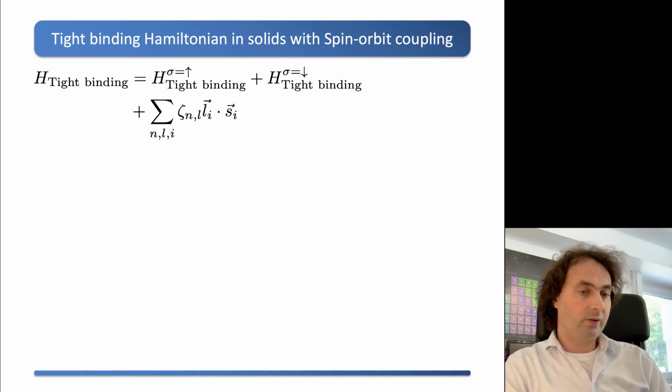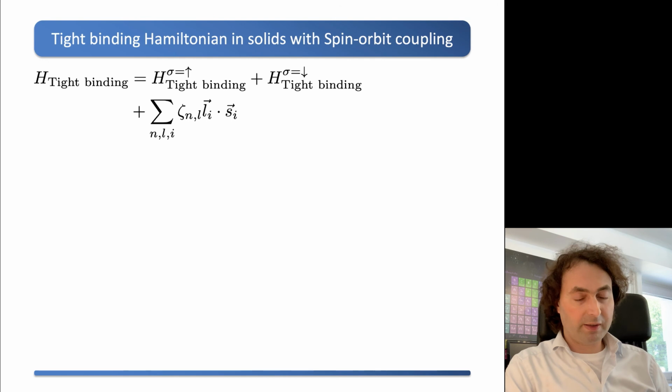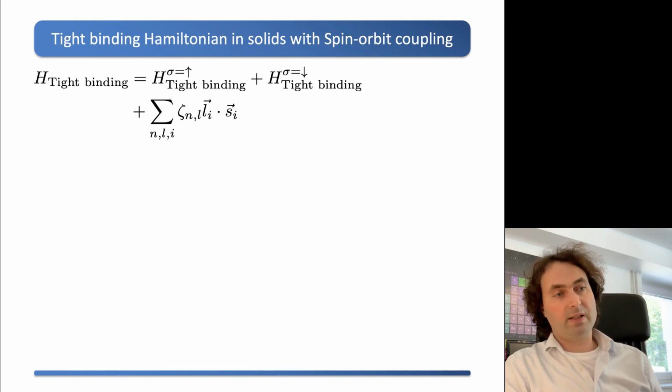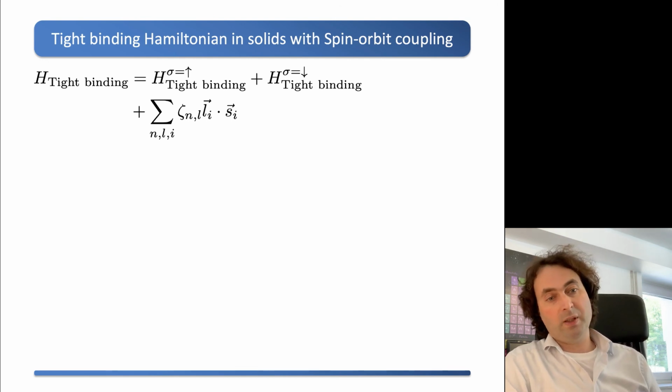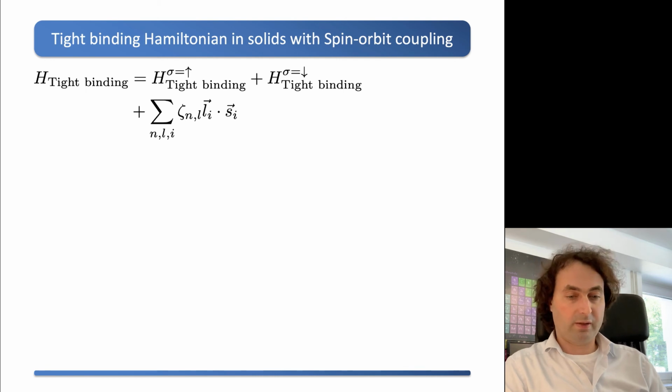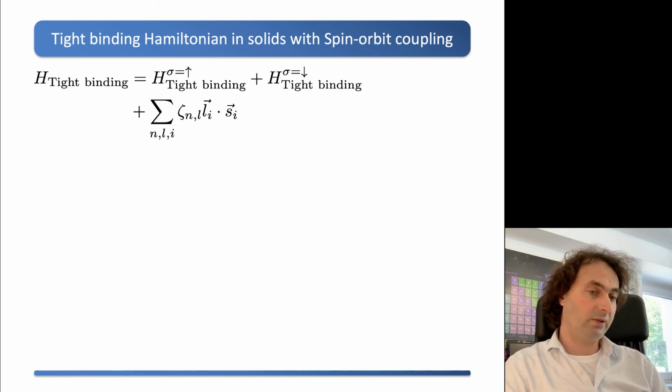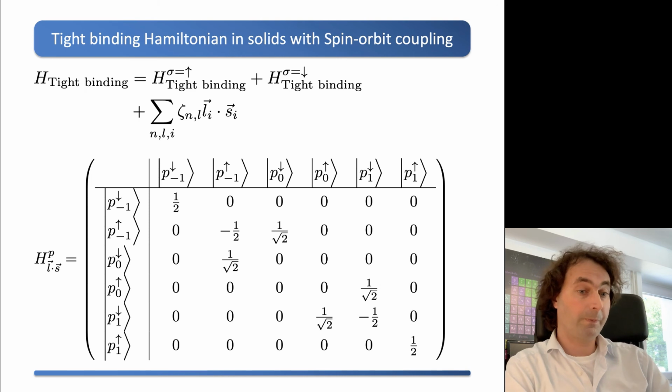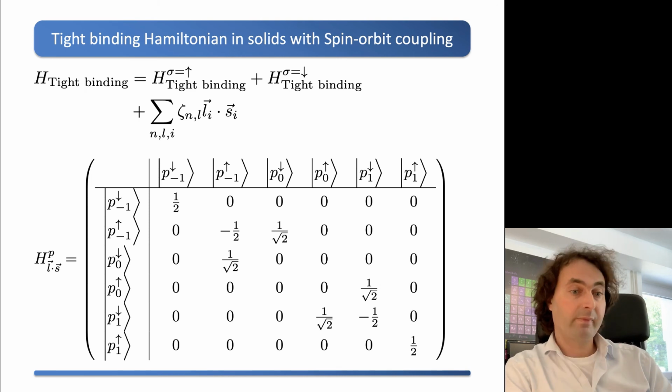And then on top of that you put on the spin orbit coupling interaction. And of course for s electrons there is none, but where you have p electrons there is a spin orbit coupling interaction between p electrons, or for d electrons there is an interaction between the d electrons.